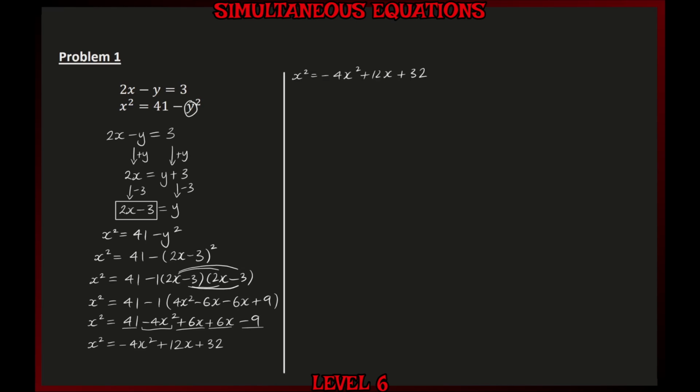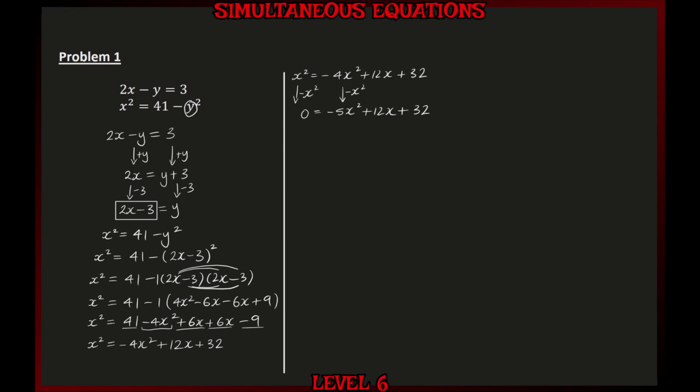Since we're solving a quadratic here, we'd like it to be equal to 0. And so we can remove the x squared from the left by subtracting x squared from that side and doing the same on the right. And on the left, the x squared and the minus x squared becomes 0. And on the right, minus 4x squared minus x squared gives us minus 5x squared. So we have minus 5x squared plus 12x plus 32.